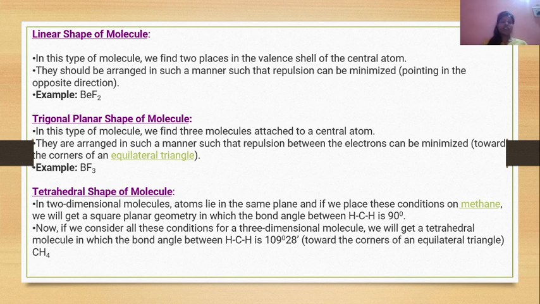So, the tetrahedral shape of molecules. In two dimensions, atoms lie in the same plane, and if we consider methane this way, we will get a square planar geometry in which the bond angle H-C-H is 90 degrees. But in three dimensions, if we consider all these conditions, we will get a tetrahedral molecule in which the bond angle H-C-H is 109 degrees 28 minutes, for example CH4, methane.